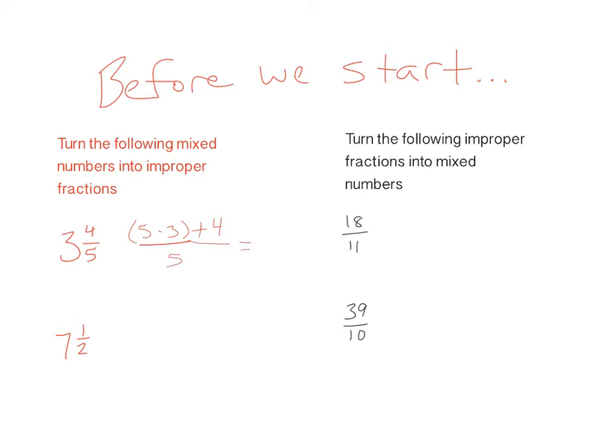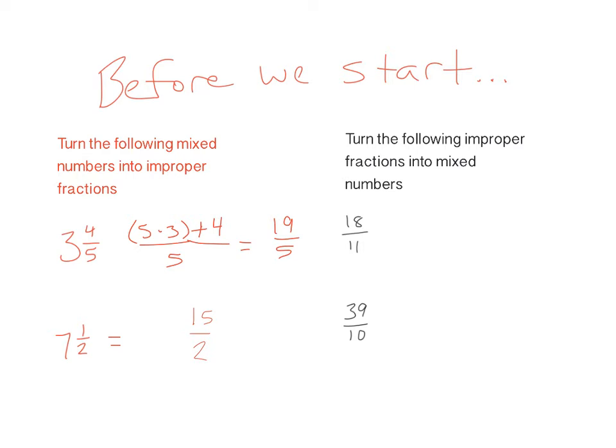So what would that turn into? Order of operations, I need to do the multiplication first. So 5 times 3 is 15, plus 4, that's 19 over 5. Here, 2 times 7 is 14, plus 1 is 15 over the 2, right?